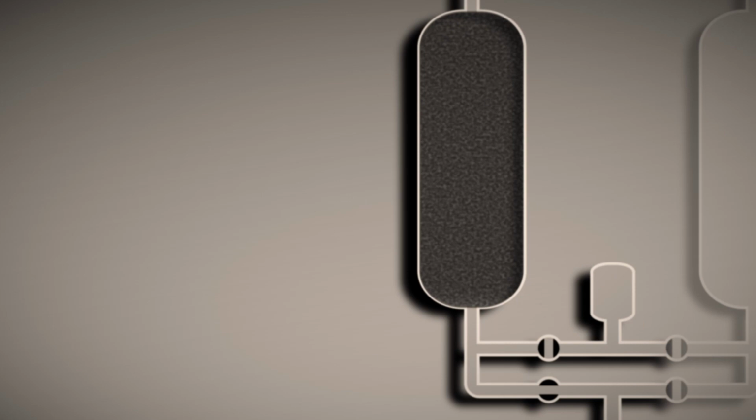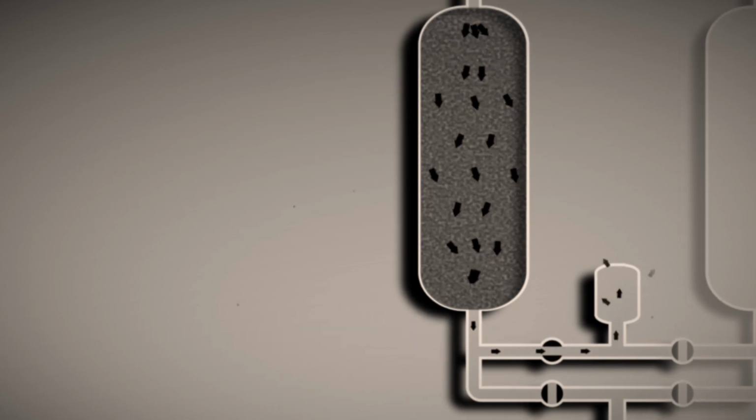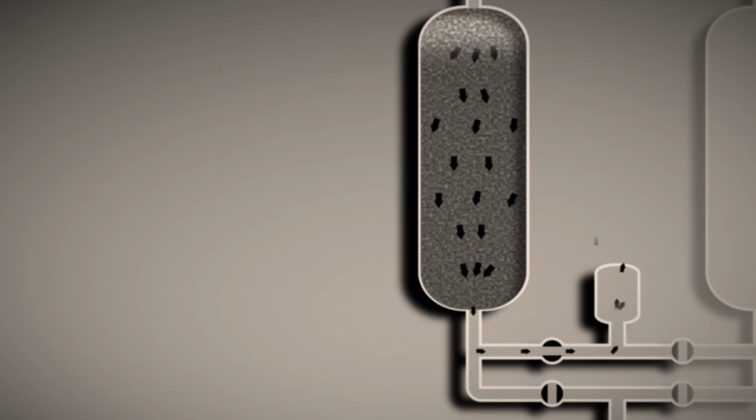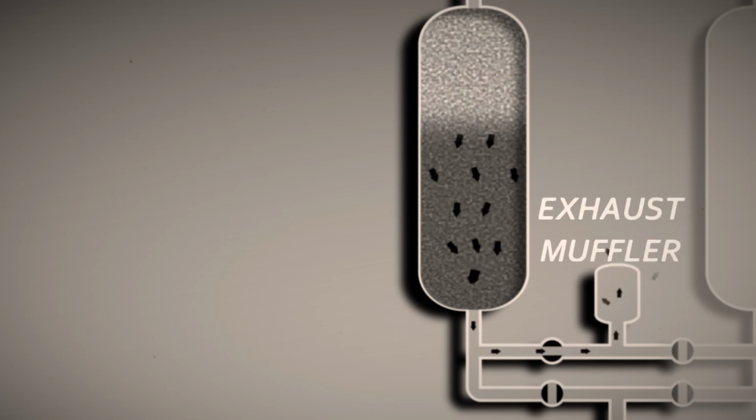Since the sieve bed is under pressure, we can remove the nitrogen by exhausting the sieve bed to the outside environment. To do this, we close the feed valve on the very bottom rung and open the exhaust valve just above it. High-pressure, nitrogen-rich gas from the sieve bed is now exhausted to the outside. The exhaust passes through a muffler to reduce noise.